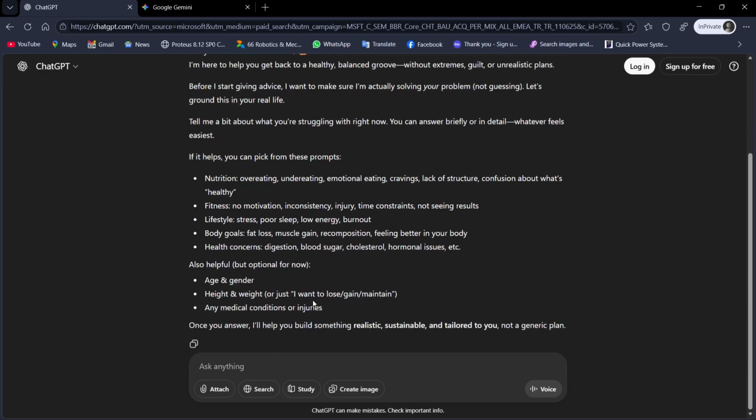ChatGPT does approach this quite well, and it's also asking for what we want. So it's asking in the form of prompts, like which of these best describes where you are right now or what you want, right? And then it's also asking for information which will better help it to tailor its response to us, or to give us the right answer.